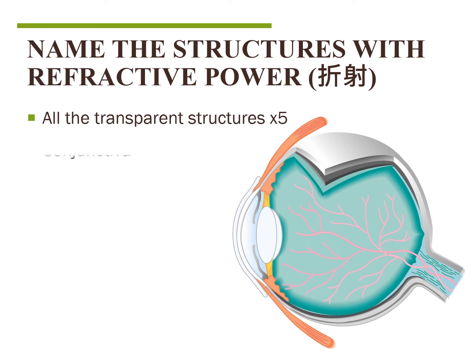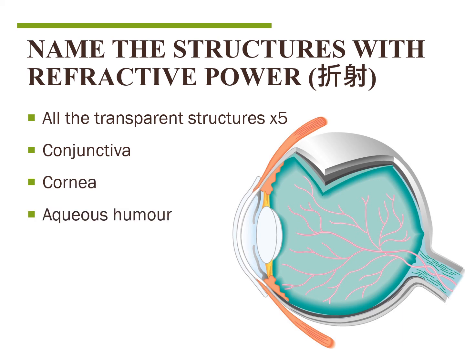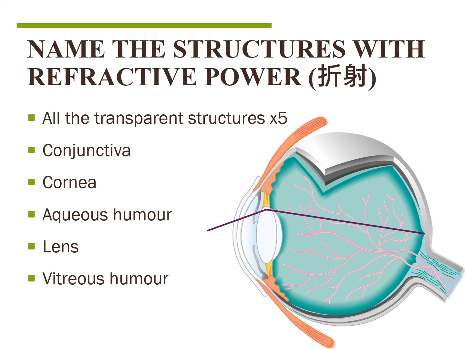They should be, from the outermost layer to the innermost layer, the conjunctiva, the cornea, the aqueous humor, the lens, and also the vitreous humor. So you can think about how the light goes into the eye. The structures that the light passes through should be all transparent and with refractive power.